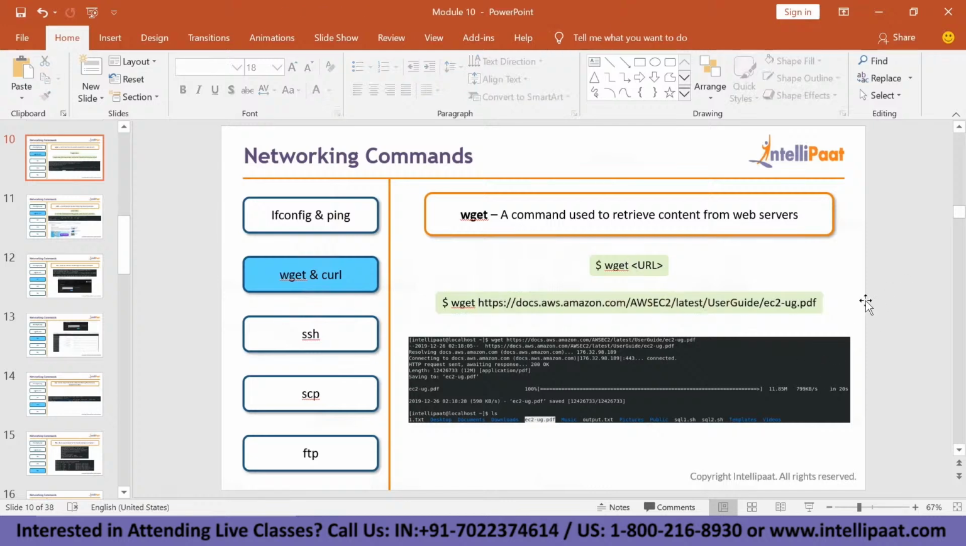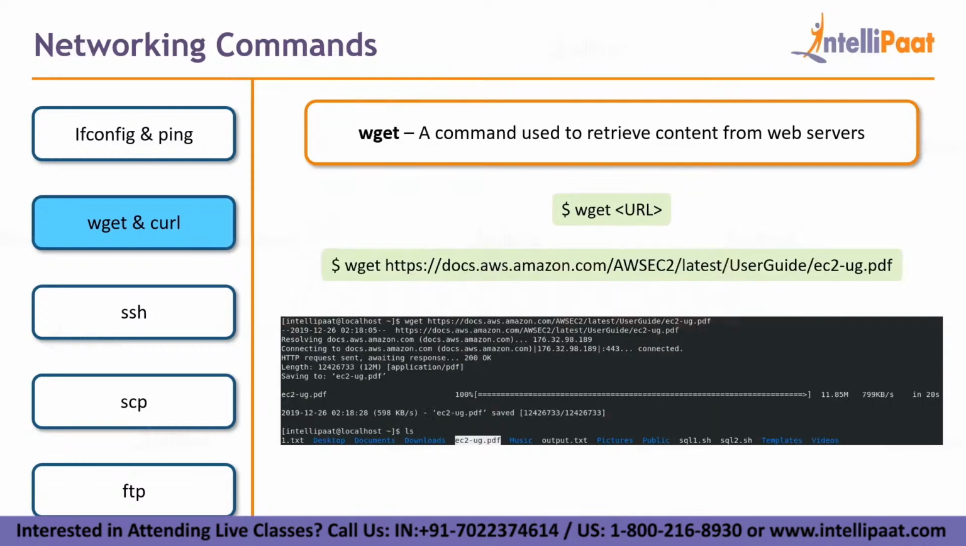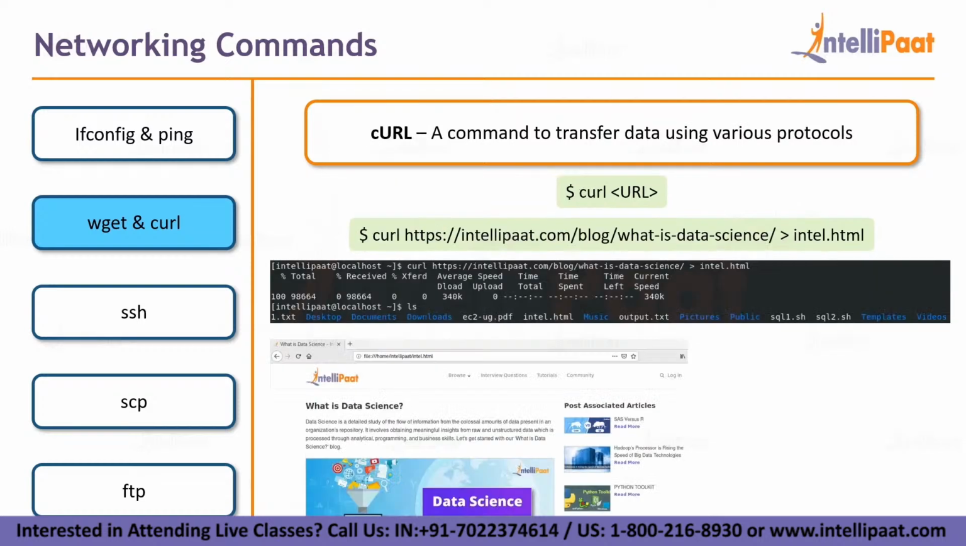I'll also state the difference between wget and curl. First, let me show you this. Now curl is a command to transfer data using various protocols. So wget can only do HTTP and HTTPS, but curl can do every single type: FTP, TCP, UDP, and then also HTTP and HTTPS. So curl can be used for every single type. wget can be used for HTTP and HTTPS connections, and it will be more useful.